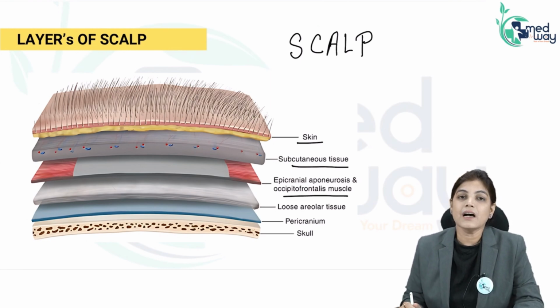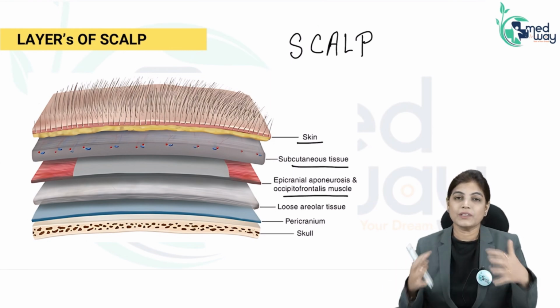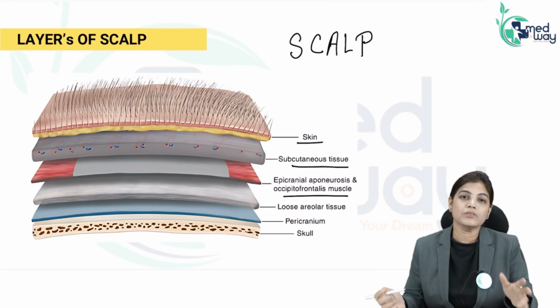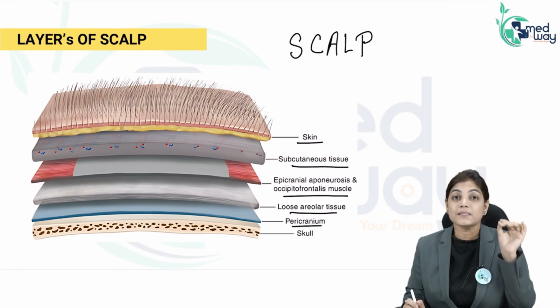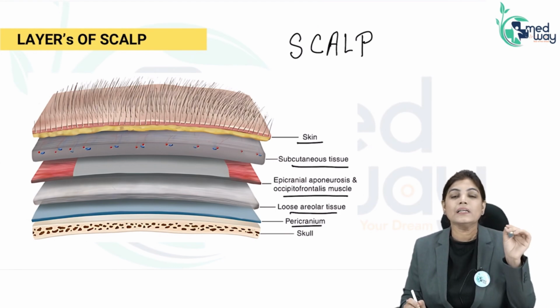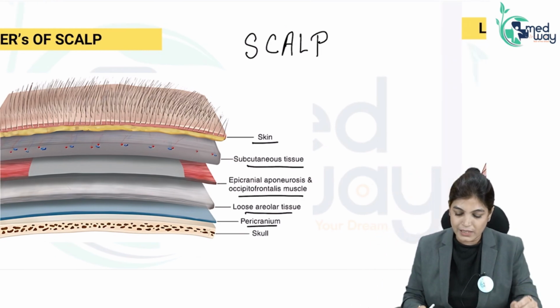The frontal belly is lying anteriorly and the occipital bellies are lying posteriorly in the skull region, and in between, the two bellies merge with each other, and that is called the aponeurosis of occipitofrontalis muscle belly. L is the loose areolar tissue, and P stands for the pericranium. Just spell the word scalp and you can know the layers of the scalp. What is important for us is to know the significance of each of these layers. So let's start with that.